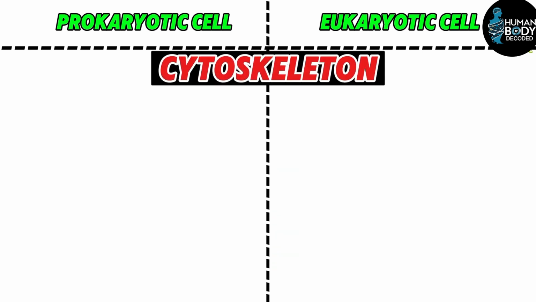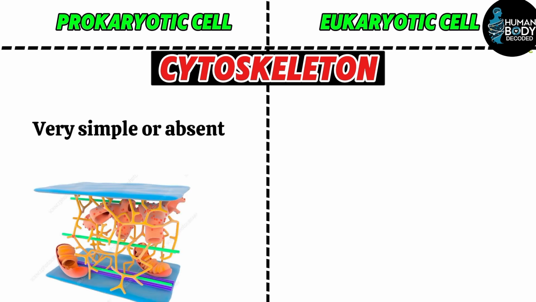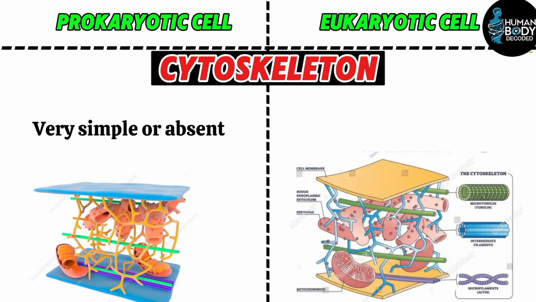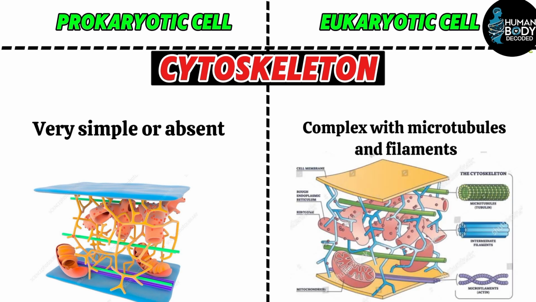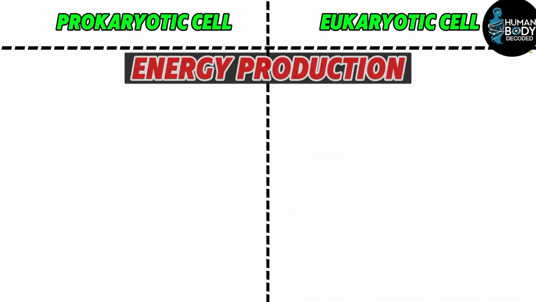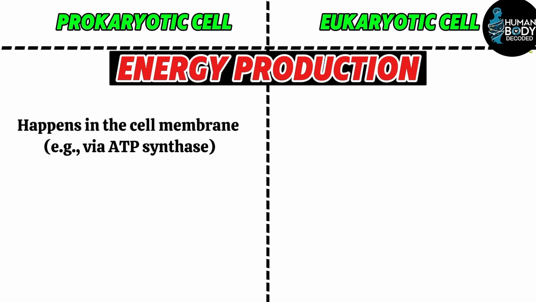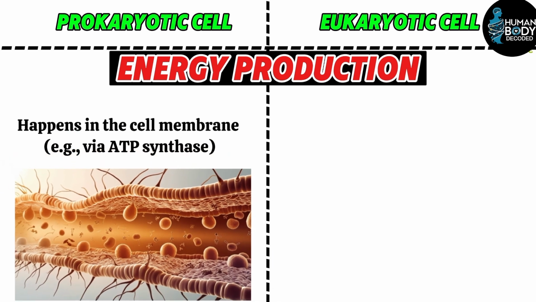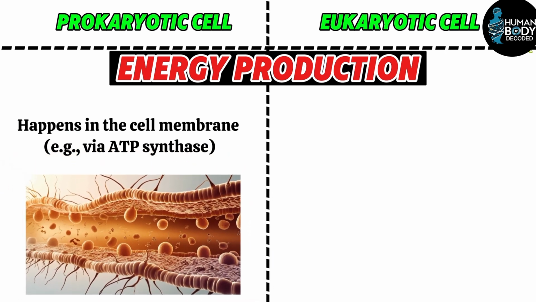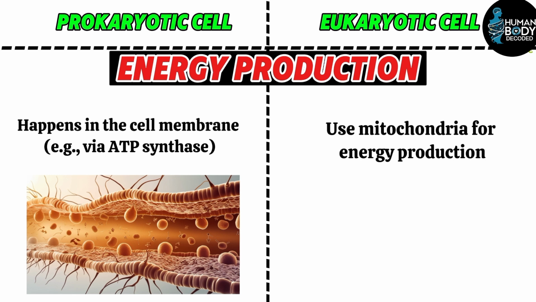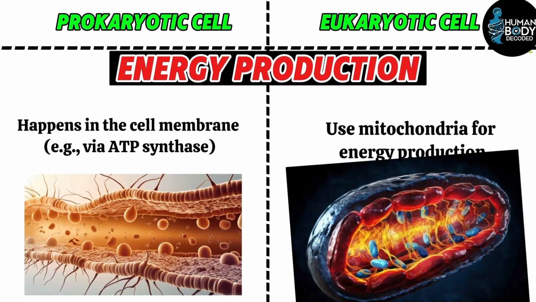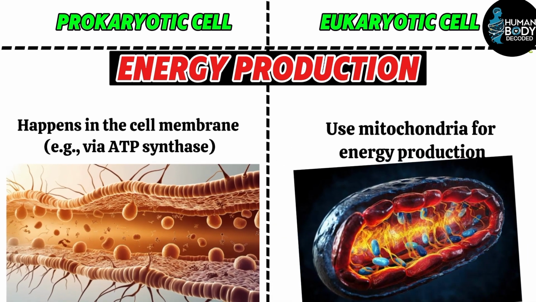Now the cytoskeleton. Prokaryotic cells have a very simple or even absent cytoskeleton. Eukaryotic cells, however, have a complex cytoskeleton made of microtubules and filaments, which helps maintain their shape and support cell movement. What about energy production? In prokaryotic cells, all energy processes like ATP synthesis happen on the plasma membrane. Eukaryotic cells use specialized organelles like mitochondria for energy production, making the process more efficient.